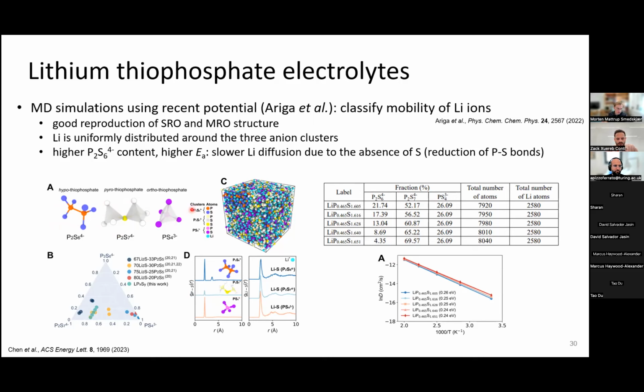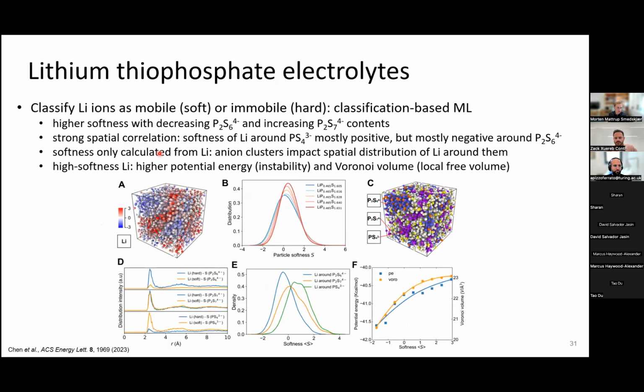So that is well known experimentally, but what is really governing this? As I said, we use this similar approach, the classification-based machine learning, to classify the mobility, the so-called softness of these lithium ions in the different glasses, and what we can see is a clearly spatial distribution here. They are color-coded, and if we overlay that with the structure, these different types of structural units, we can see that there's a clear preference for the softer lithium to be closer to these so-called ortho groups, and the harder lithium ions to be closer to the more hypo groups.